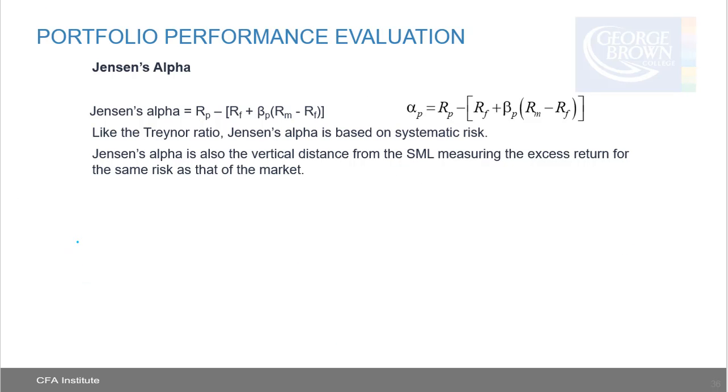So the reason why I wanted to spend a bit of time on that previous slide is that there's another measurement that's not mentioned in the text. We looked at return to risk, then we looked at the Sharpe ratio, then we looked at the Treynor ratio. But in CFA Level 1, there's also the Jensen's alpha.